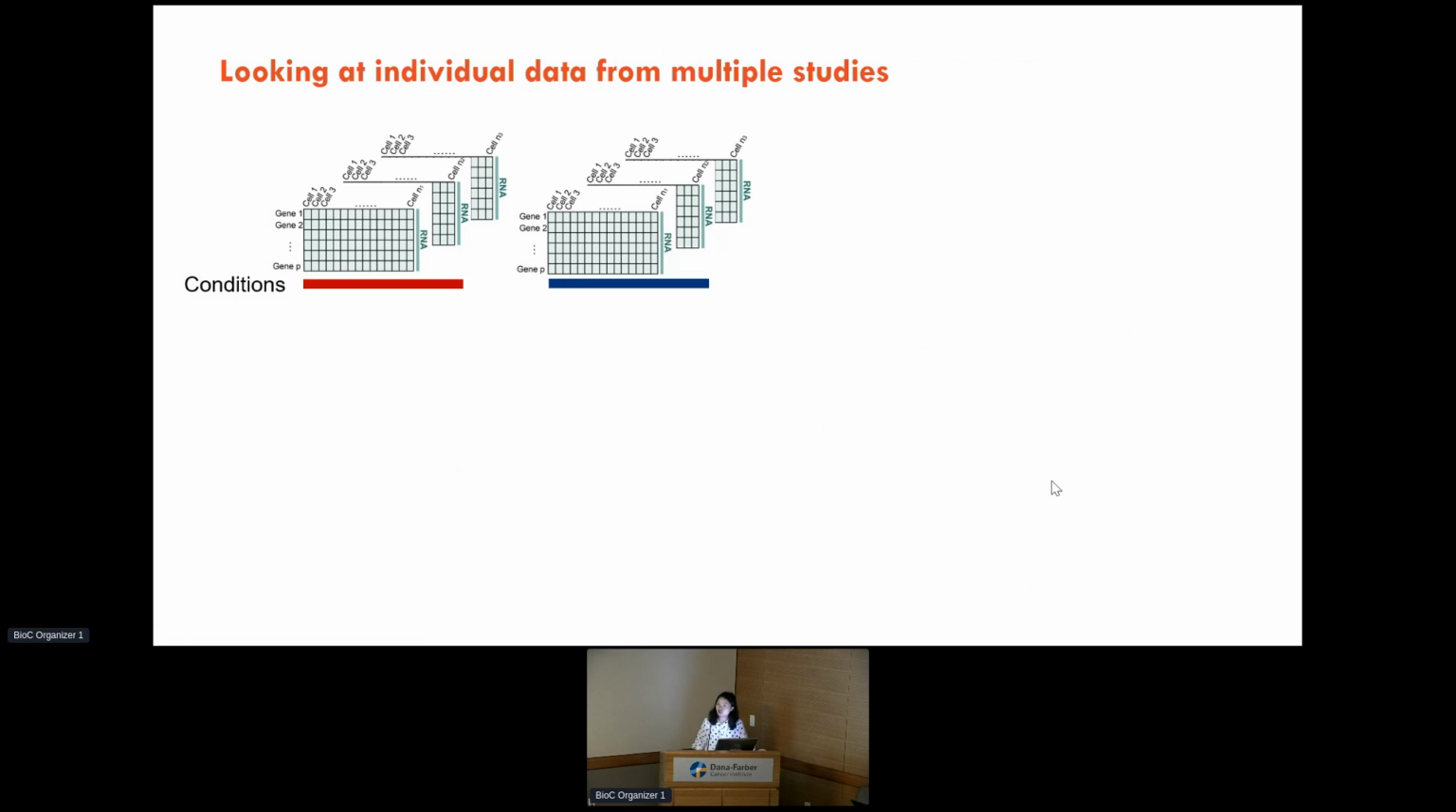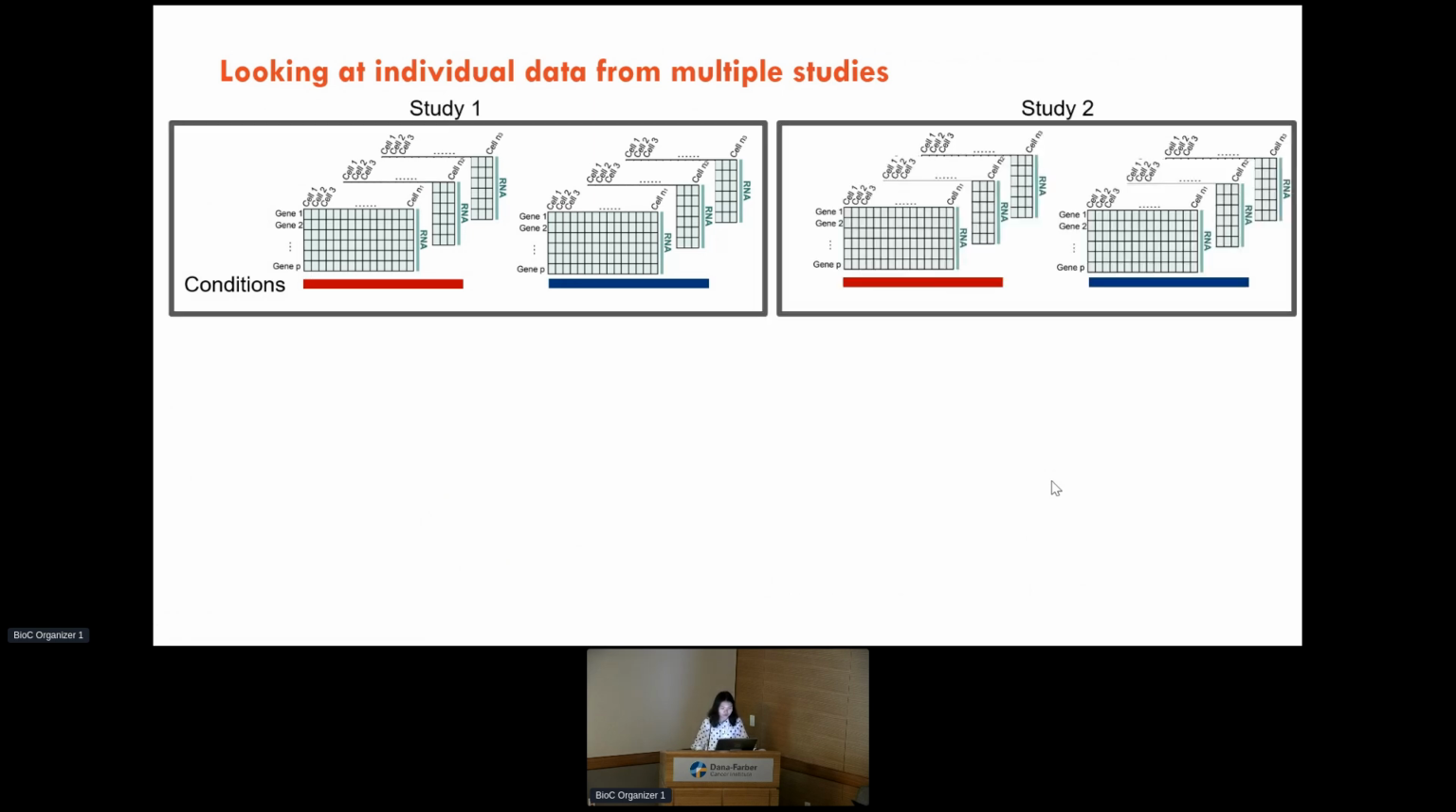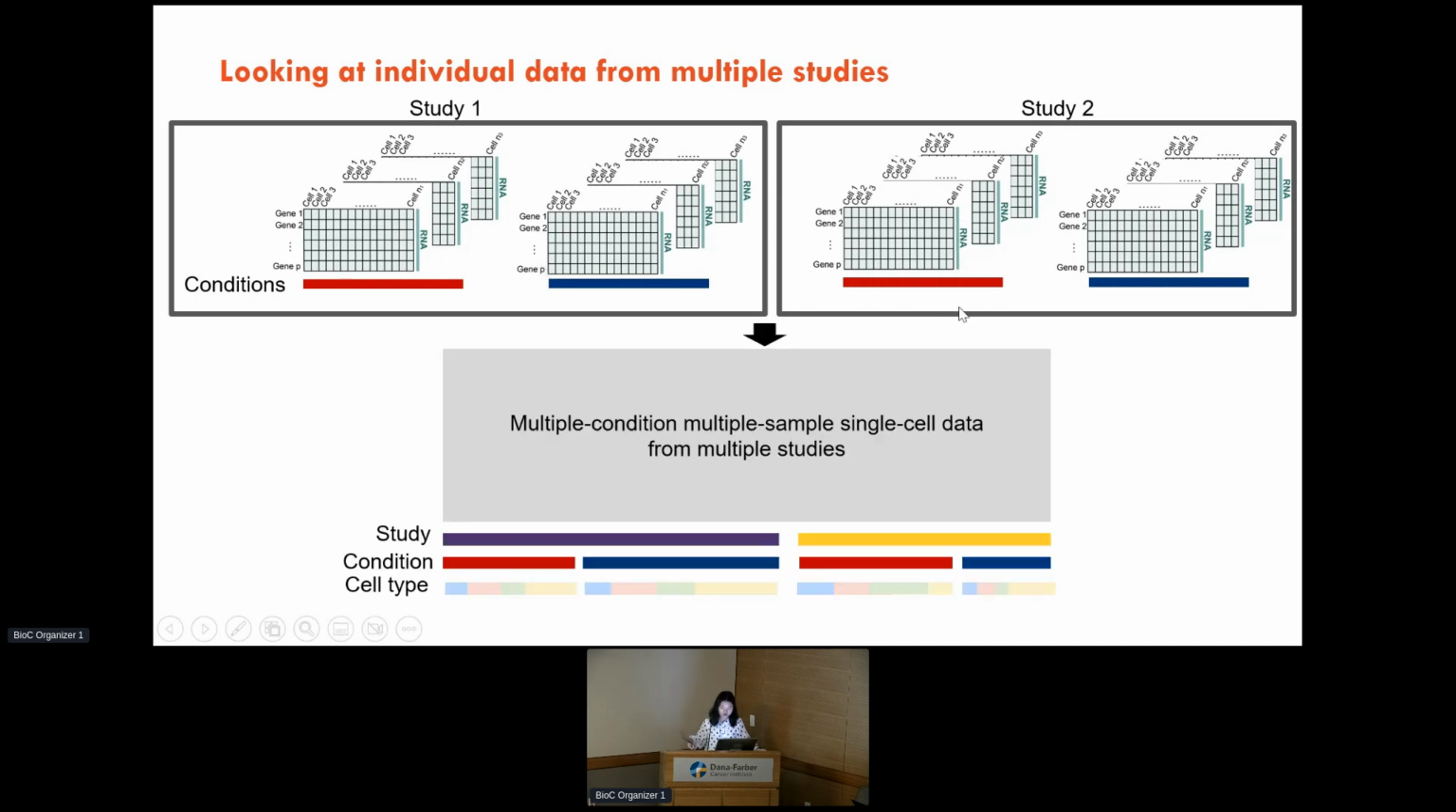And this data structure can be even more complicated if we have two studies with similar data structure. Then one of the questions will be how can we integratively analyze this kind of multiple condition, multiple sample, single cell data set from multiple studies.